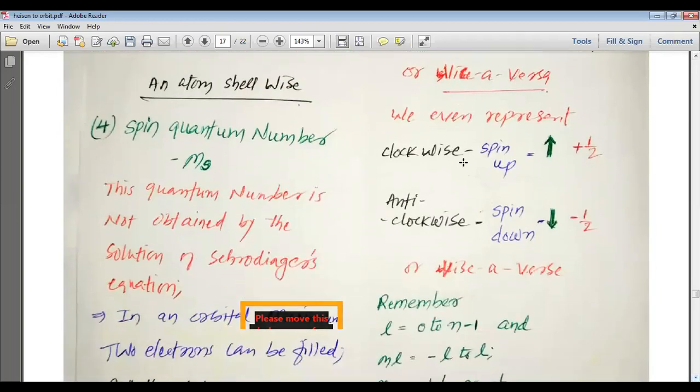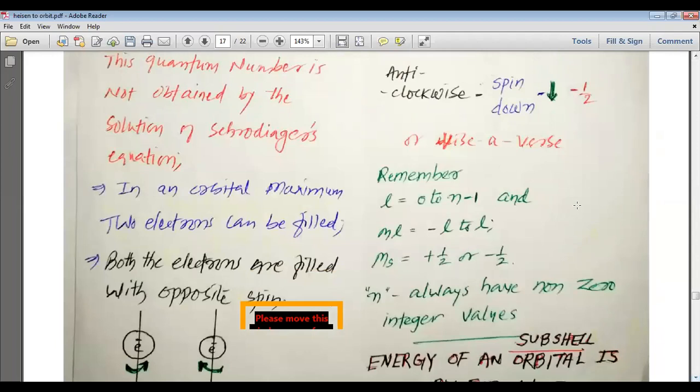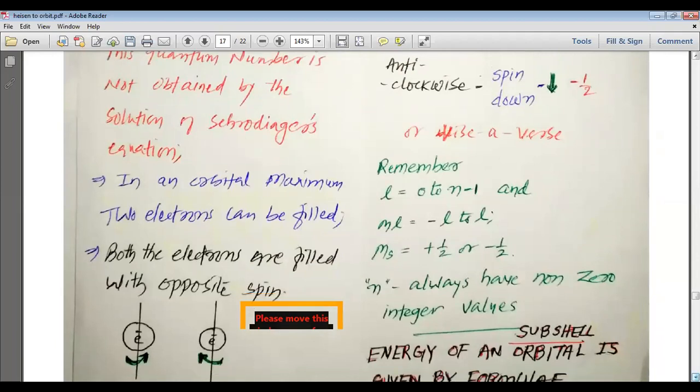Thus, if we have clockwise spin, we represent it as a spin up, and you can see with the green color, I have shown you the arrow spin up, and for that electron, this is how we can represent the electron with the arrow, and for that we will write the spin plus 1 by 2. Same way for anti-clockwise, we write it spin down, and for that we have minus 1 by 2, and vice versa. So if you write minus 1 by 2 for spin up, then plus 1 by 2 you will have to write for spin down. This is how we understand.